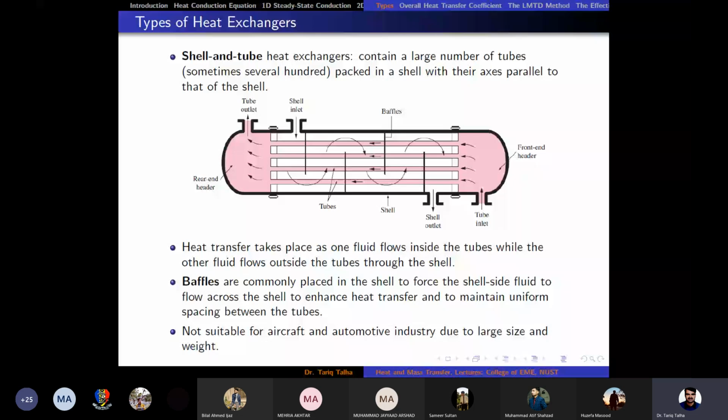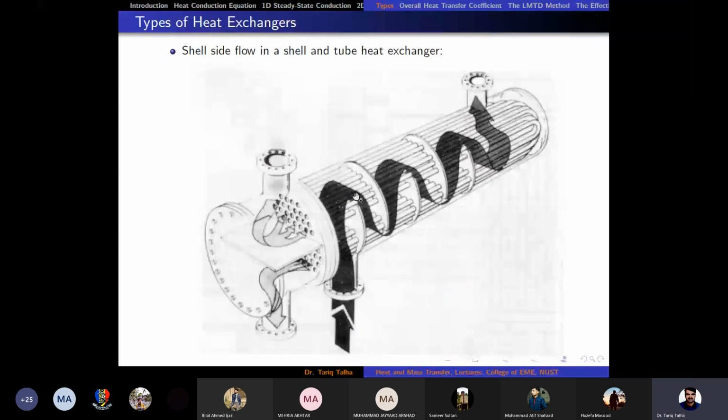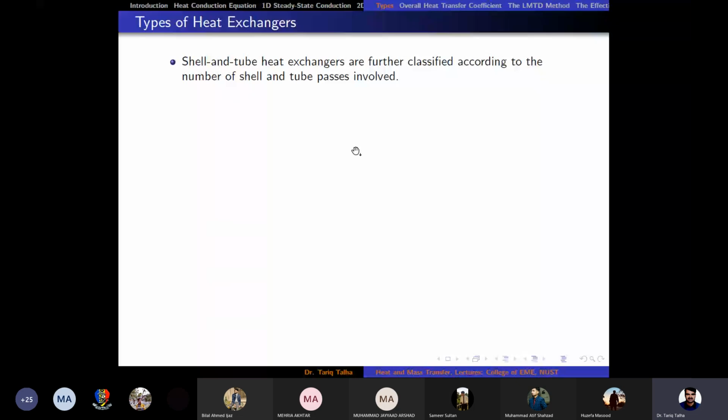And this is a schematic, maybe a 3D view, of the flow of shell side fluid. So we can easily see that the baffles force the shell side fluid to move in a zigzag motion. And then shell and tube heat exchangers can be classified further by the number of shell and tube passes.